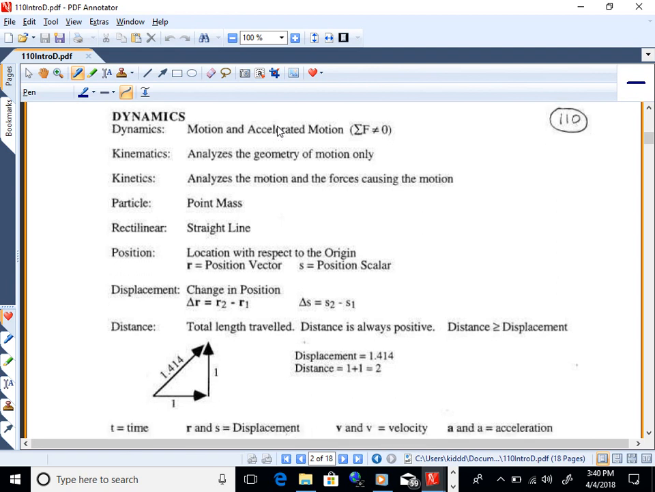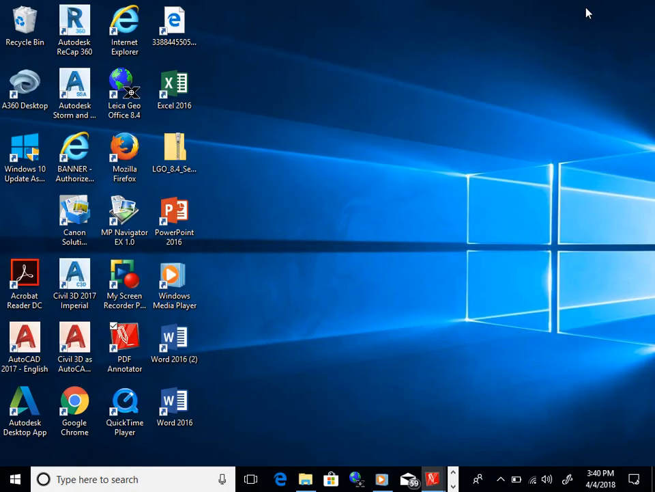Okay, so dynamics. We're going to use the stuff you learned in statics, but then what we're going to do is we're going to have motion now. So we're going to analyze the forces like you did in statics, but now the sum of forces will not be zero.